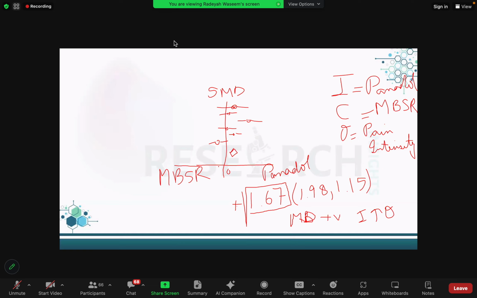And okay, so that is the thing. That conclusion is for you to write: that MBSR is a better method compared to Panadol for reducing the pain intensity. Okay? Do you get it, Abdus? I gave this example because this is the technical part in it.